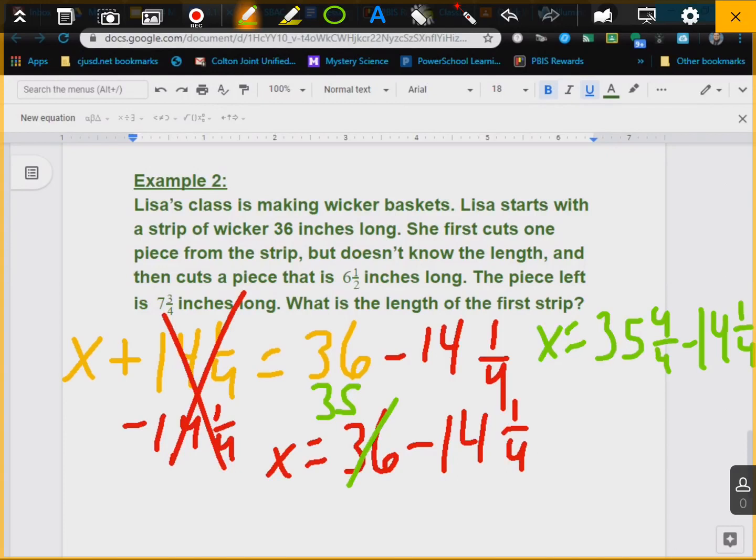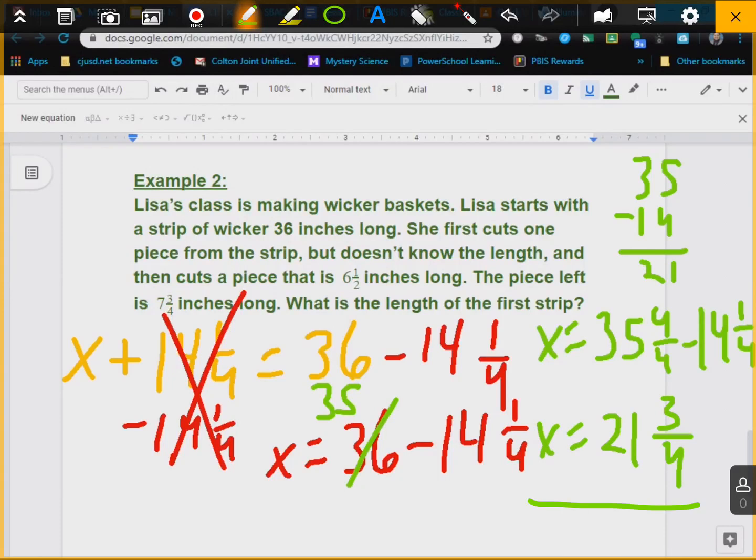35 minus 14 is 21. x equals 21. 4 minus 1 is 3 over 4. 21 and 3 over 4 is my final answer. If you have any questions, please feel free to let me know. We're going to go over this in a little bit more length when we get into class.